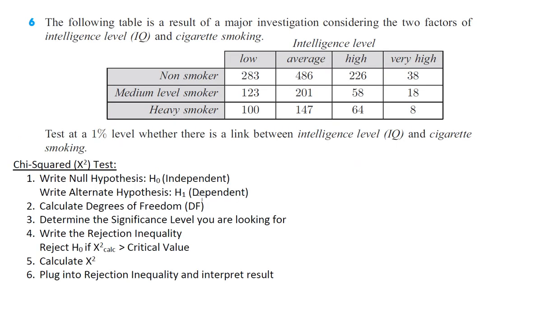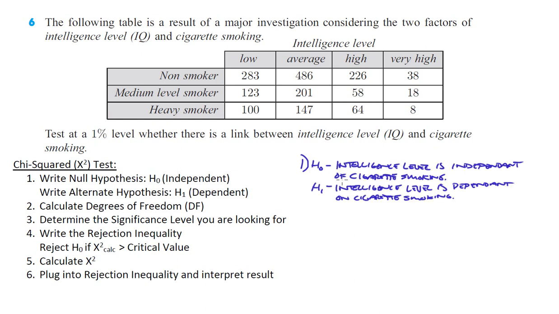Number 6, the following table is the result of a major investigation considering 2 factors: intelligence level, IQ, and cigarette smoking. Test at a 1% level whether there's a link between intelligence level, IQ, and cigarette smoking. All right, so let's start off with number 1. We'll write the null hypothesis and the alternate hypothesis. Null hypothesis: intelligence level is independent of cigarette smoking. Alternate hypothesis: intelligence level is dependent on cigarette smoking.